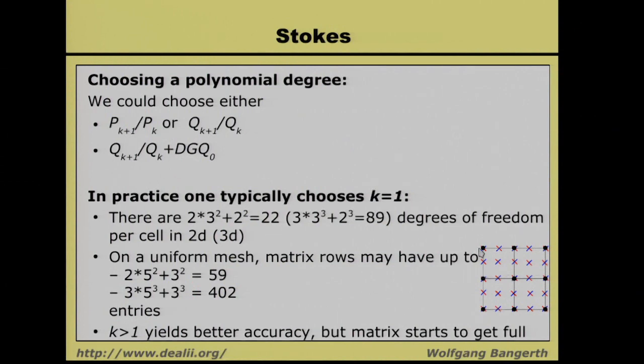This is a sketch of this finite element space. Every blue line would correspond, let's say, to an x velocity, and that's a Q2 element. So it has 9 degrees of freedom for the x velocity.